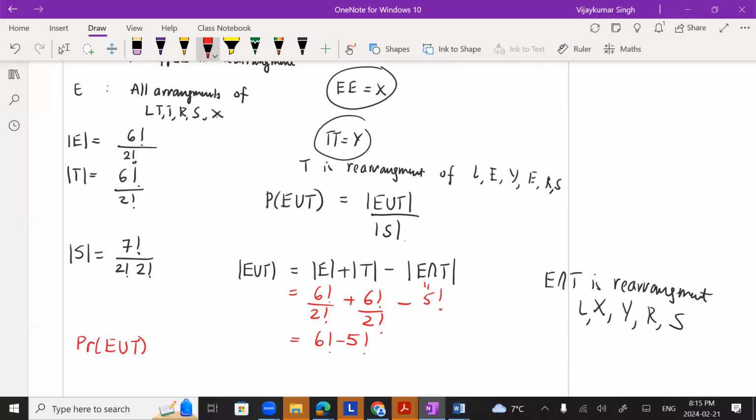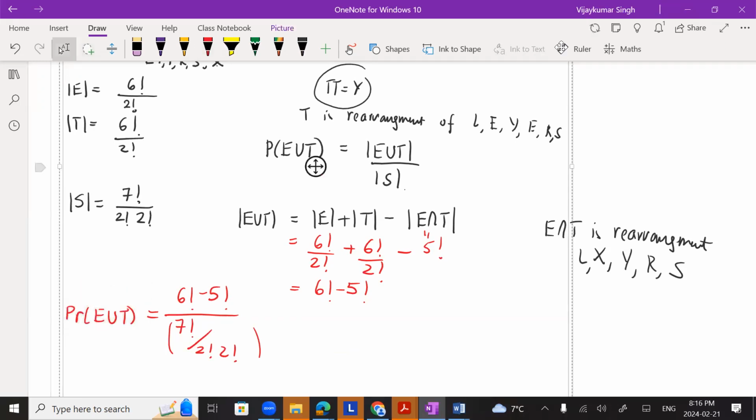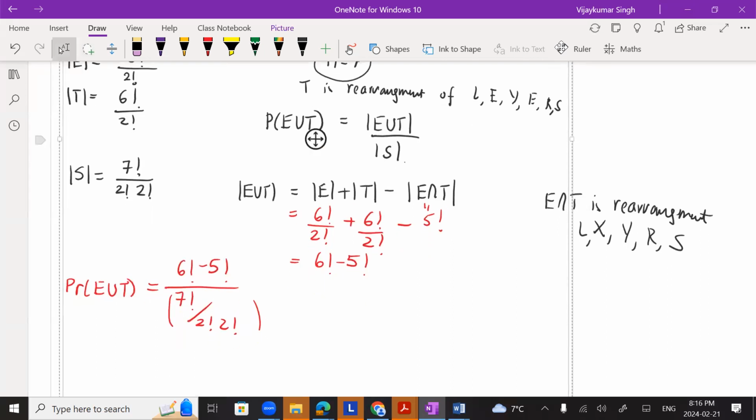It is going to be 6 factorial minus 5 factorial, divided by the size of the sample space, which is 7 factorial divided by 2 factorial. Okay, and the main fraction line should be clear. The main fraction line is here. So this is my probability of E union T, that we have either E or T.